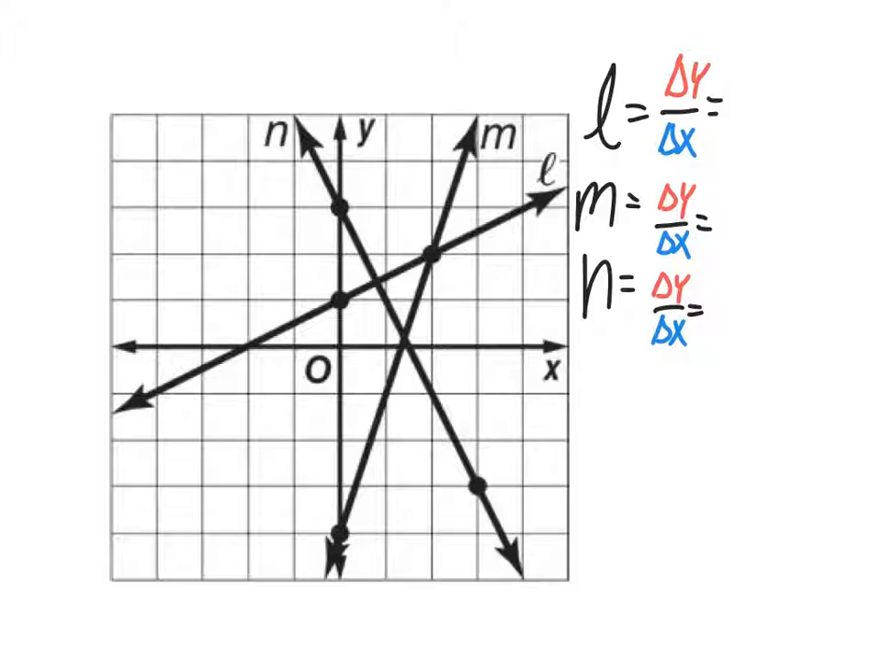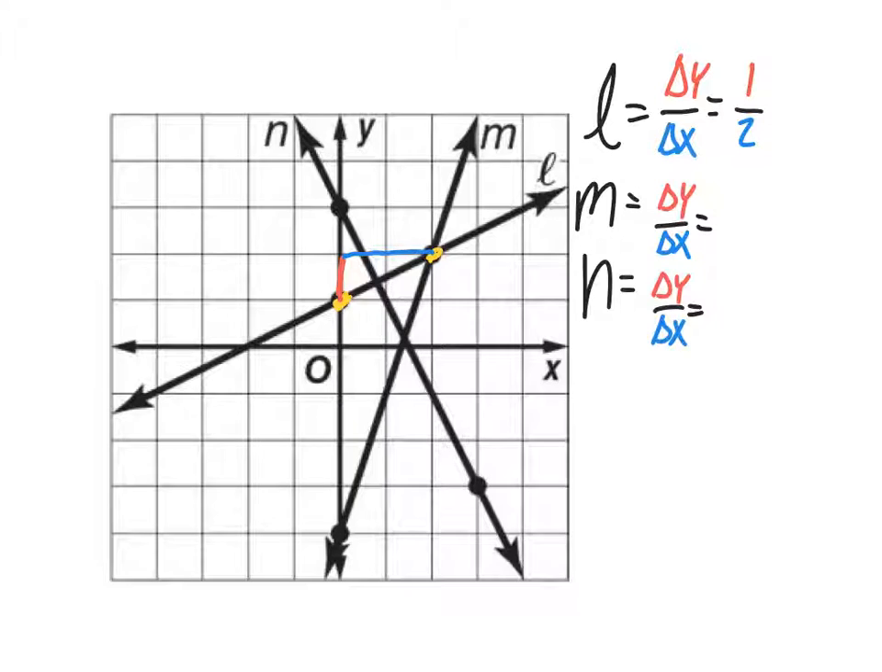So here's how I'm going to go about this. I've got L, M, and N listed here. We're going to look at change of y over change of x for each one of them. We'll do line L first. So I've got 2 dots on line L. I've got this one here, and I've got this one here. My rise from dot to dot is 1, and my run from dot to dot is 2. So my slope here is just going to be 1/2.